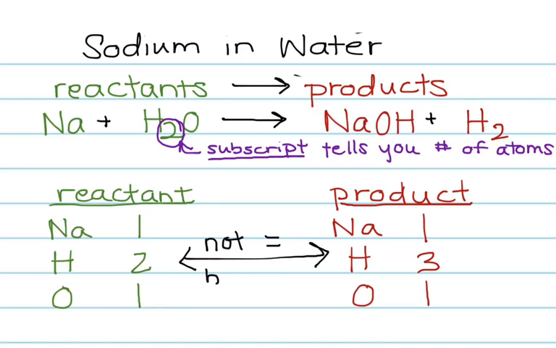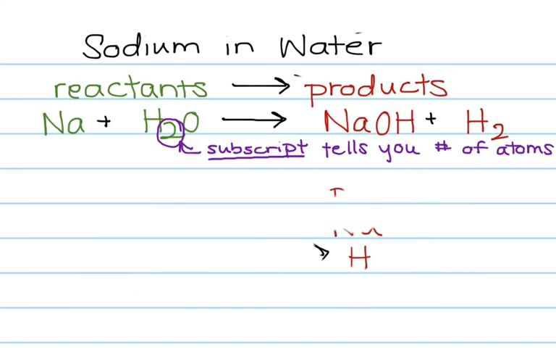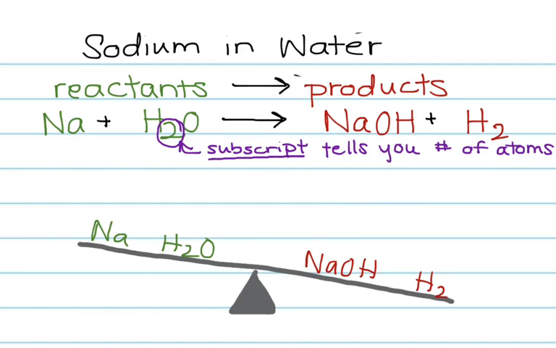Now this violates the law of conservation of matter because there's two hydrogens on one side and three hydrogens on the other side. Well, where did that extra hydrogen come from in the product side? That's impossible. So that's why we need to balance the equation. So here's what we have right now. We have too many hydrogens on the product side, or the red side. So we need hydrogens on the reactant side.